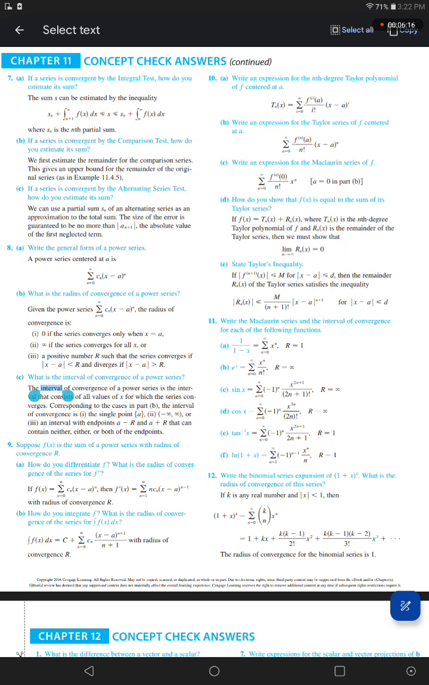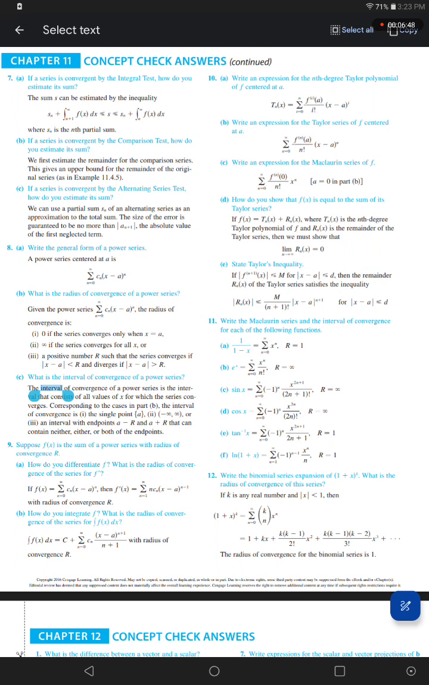Write an expression for the Taylor series of f centered at a. The sum from n equals 0 to infinity of the nth derivative of f of a over n factorial times (x minus a) to the power n.